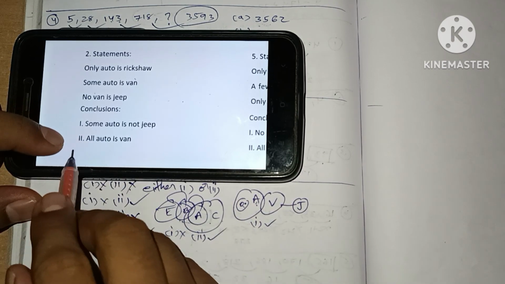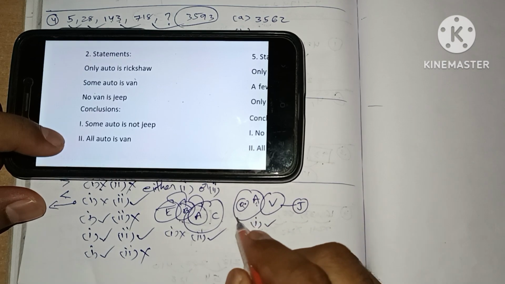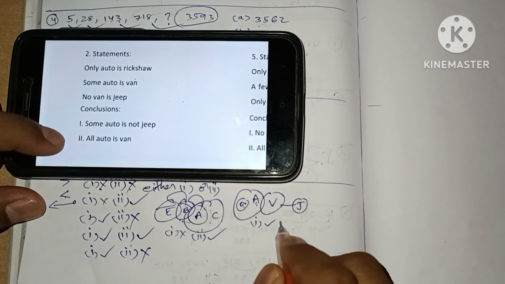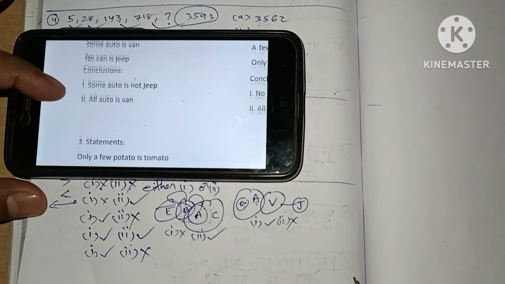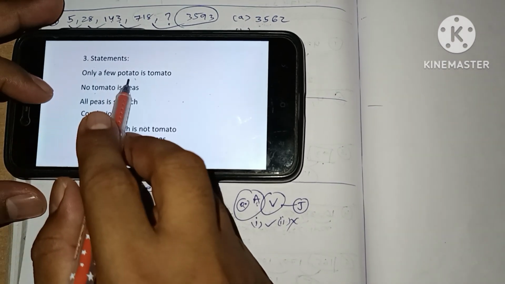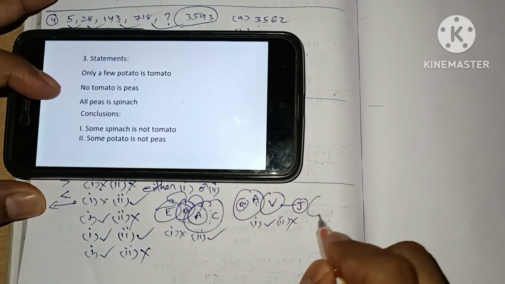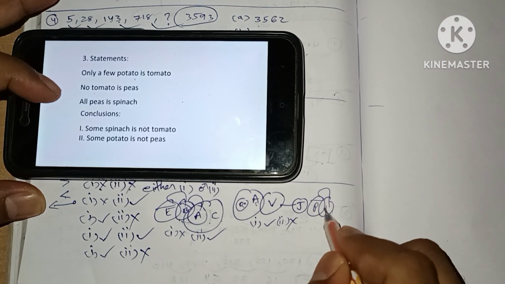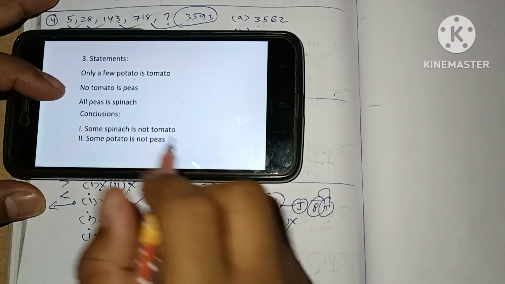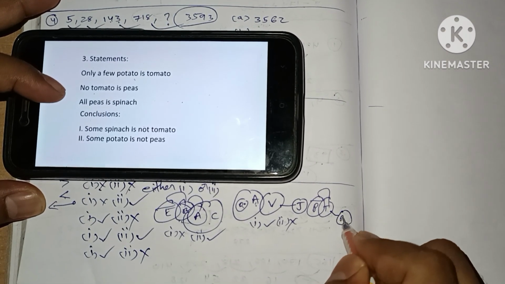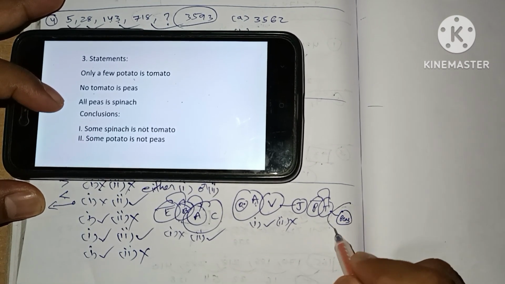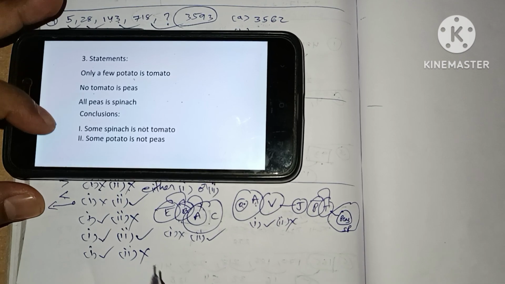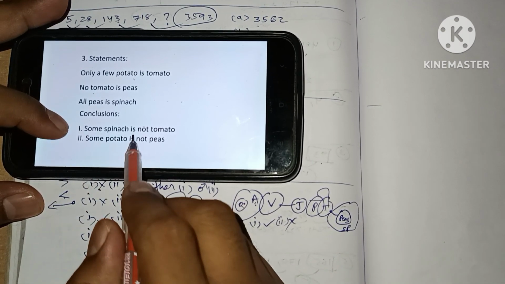Second conclusion: all auto is van. All auto is inside van. No. So the second conclusion is also false. Next, third one. Only a few potato is tomato. No tomato is peas. All peas is spinach. This is spinach. Let's see the conclusions. Some spinach is not tomato.